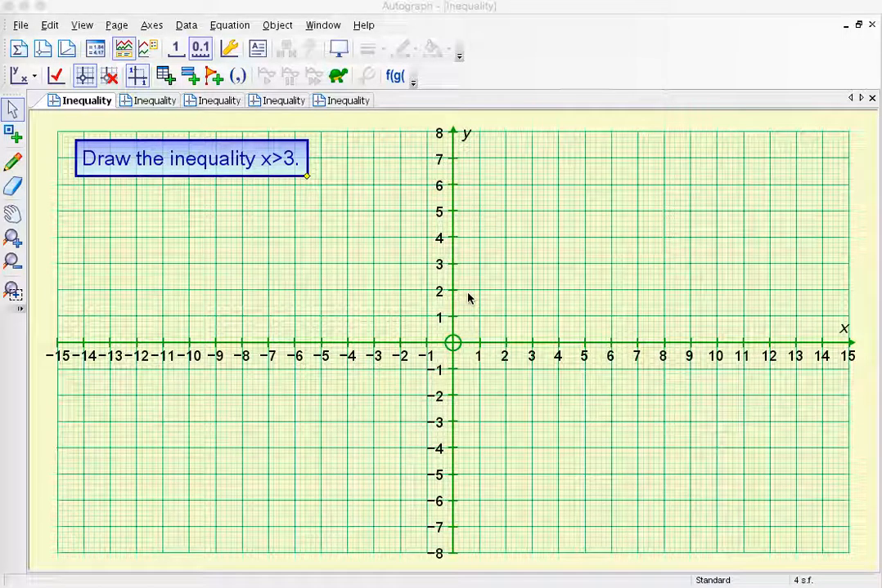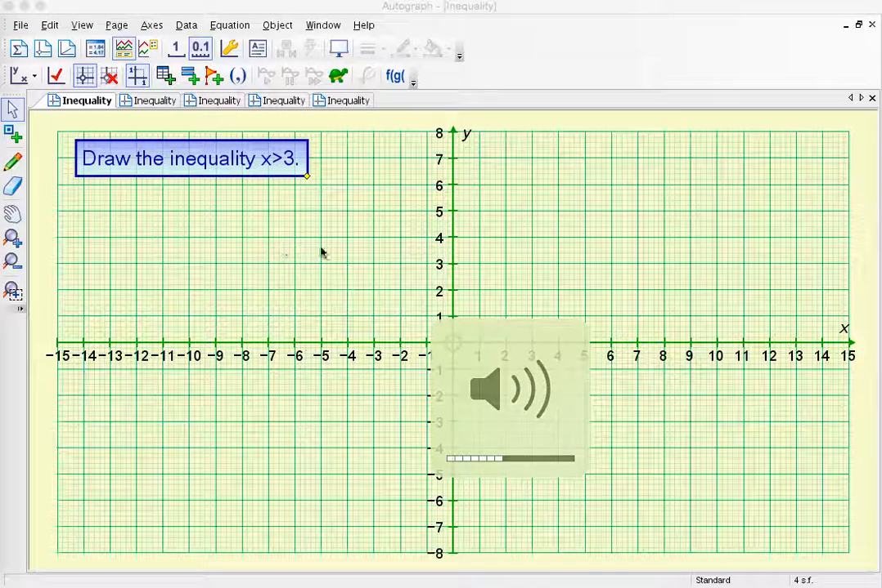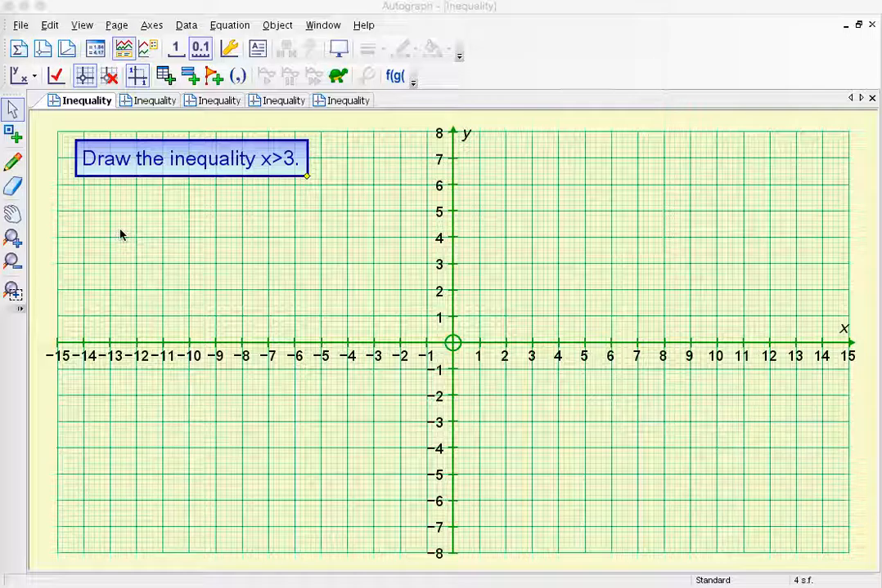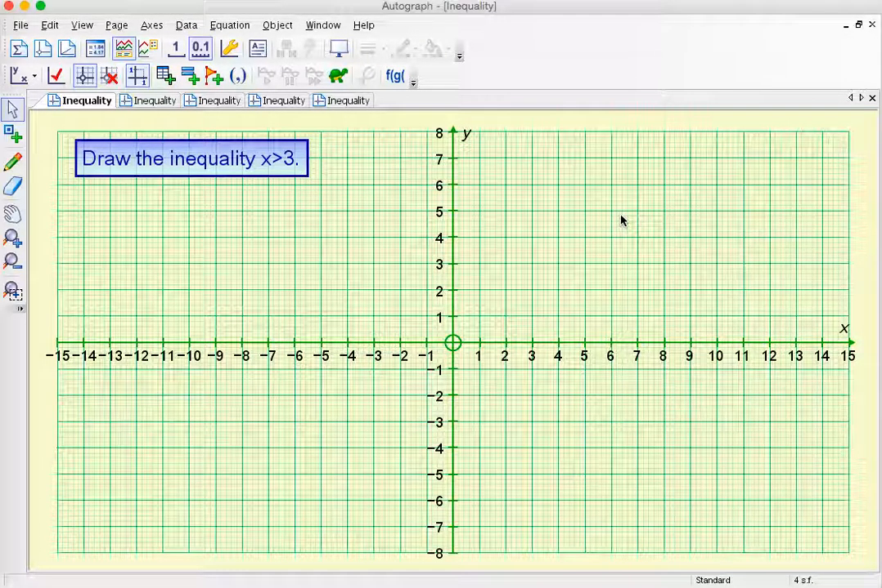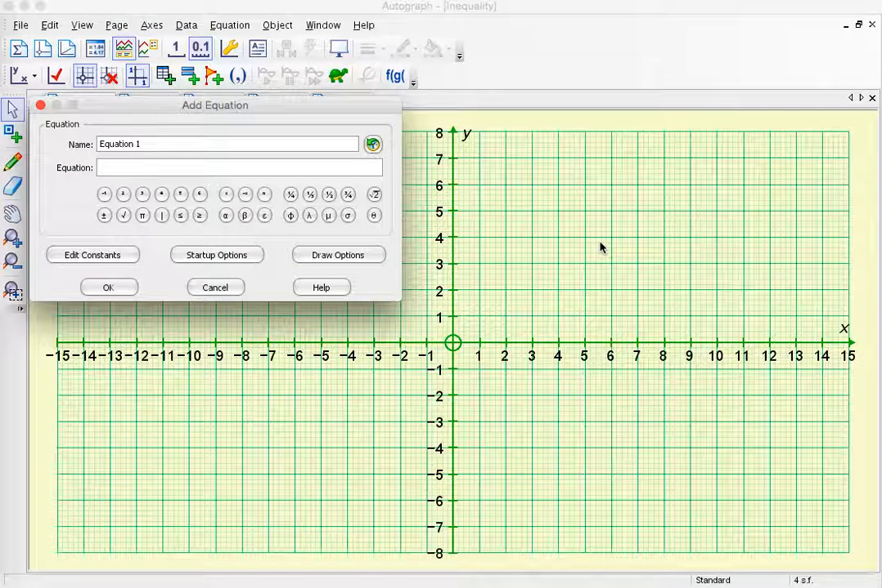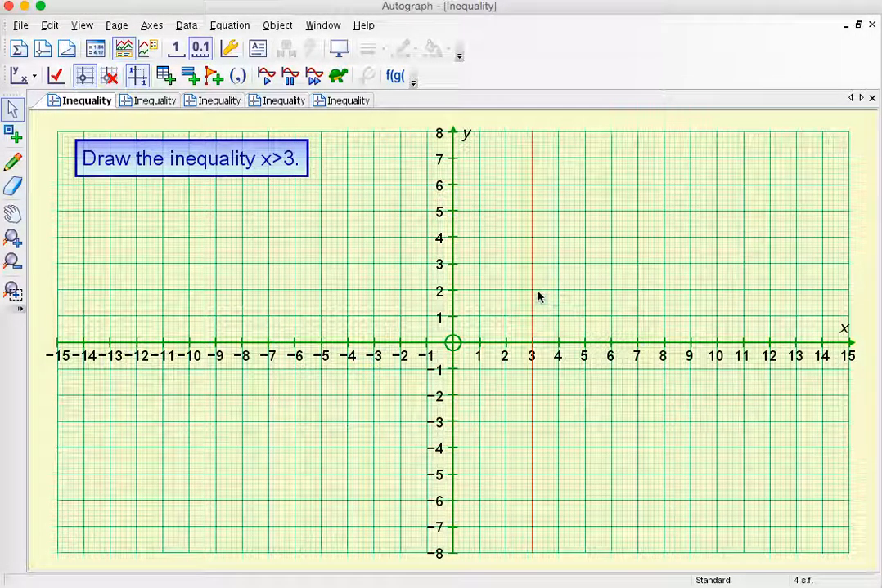In this video we want to look at graphing inequalities, and this is really the start of doing linear programming, but that's a separate topic in a way. So first of all, I want to graph this inequality, x is greater than 3. Now what I want to do is draw the line x equals 3. If you were to just draw the line x equals 3 on here, it would look like that.